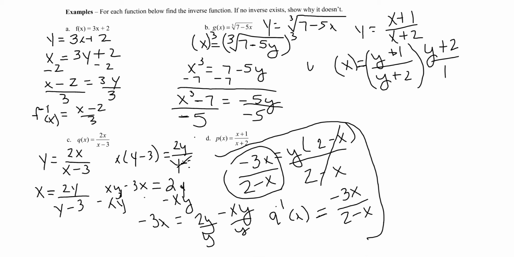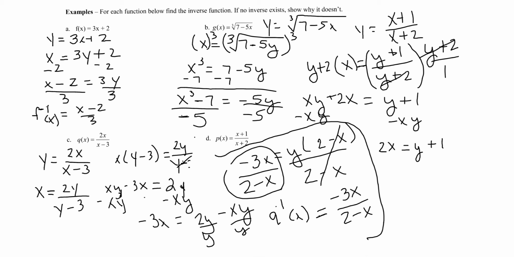And if we do something on one side, we have to do it to the other. So that's going to give me xy plus 2x is equal to y plus 1. And again, I am going to move my xy over to the other side. So I'll subtract xy. And it's going to leave me with 2x is equal to y plus 1 minus xy.